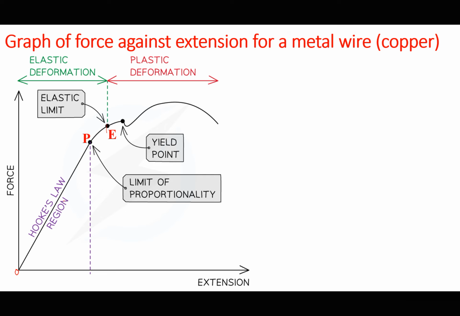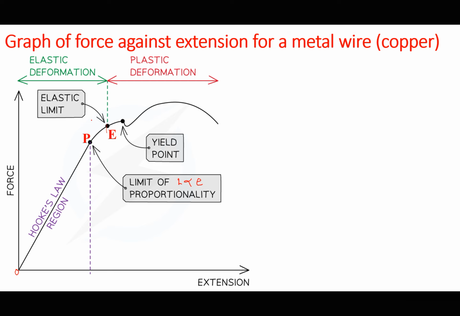Similarly, at some points slightly beyond P, where P is going to be called the proportionality limit, that is a straight line. It is called the proportionality limit because the load is directly proportional to the extension. But slightly beyond P, the load is no longer proportional to the extension. However, even when the deforming force is removed, the material goes back to its original length. So this point E is going to be called the elastic limit.